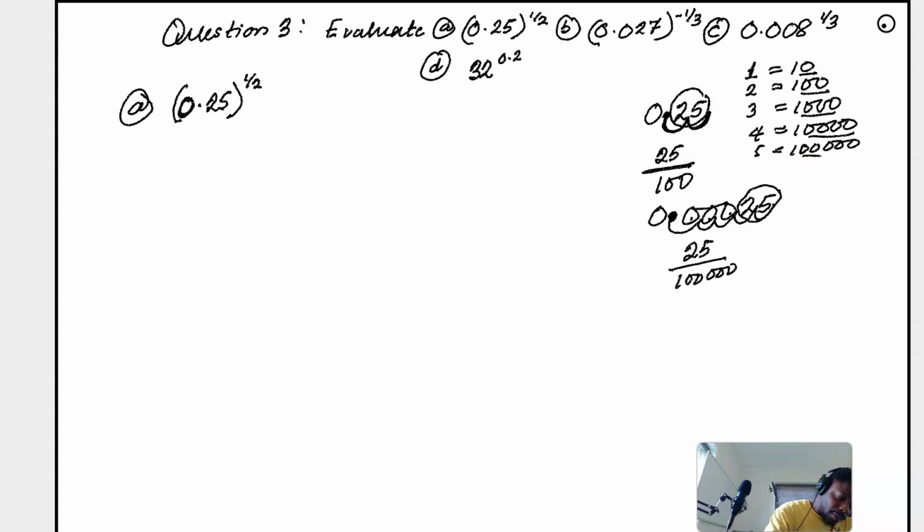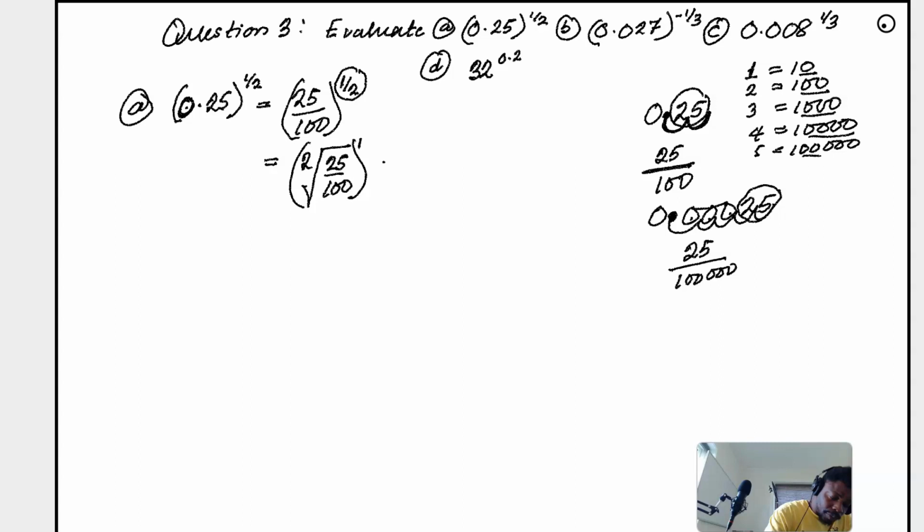Okay, so let's go back to my question here. So 0.25 is 25 over 100, which you already understand how to do. Okay, so in this case here, fractional power means the denominator becomes the root. So the square root of 25 over 100. Then 1 as the numerator out.